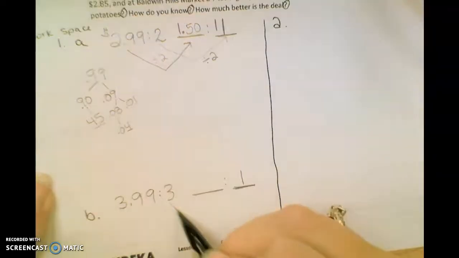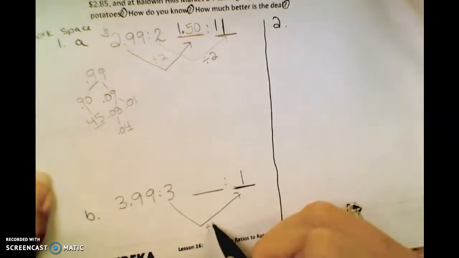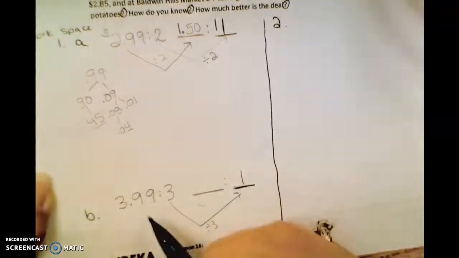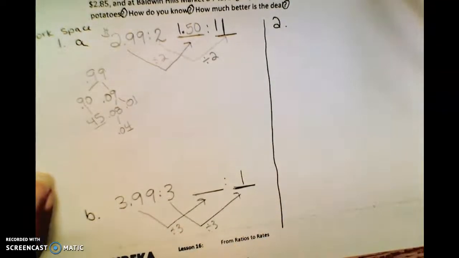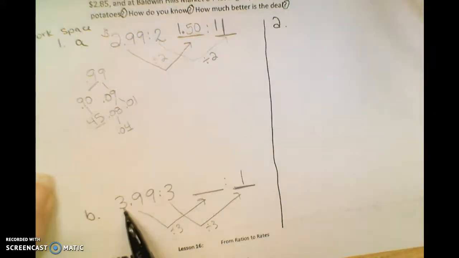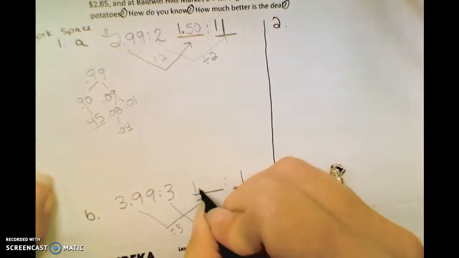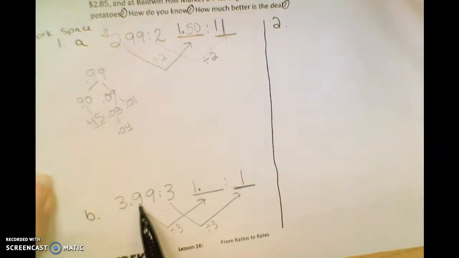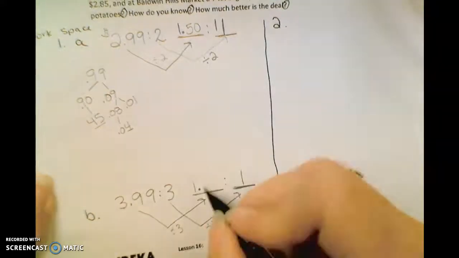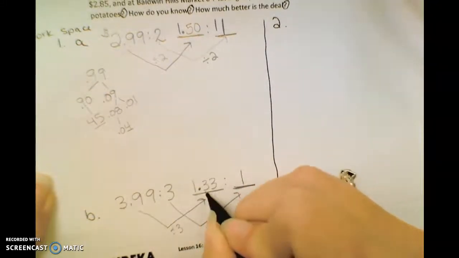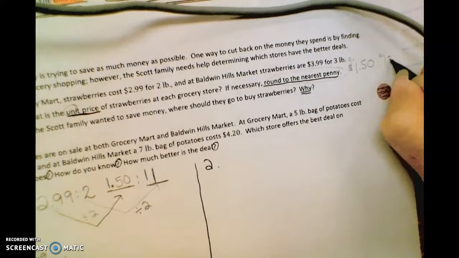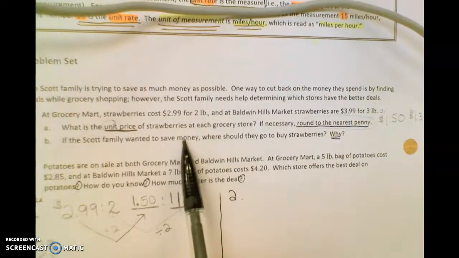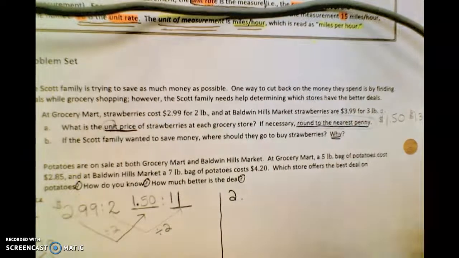If not, 3 divided by 3 gets me 1. So I know I need to do the same thing here and divide it by 3. Now this one looks like it's going to be easy to divide, because $3 divided by 3 would be $1. 99 or 9 would be 3. 99 would be 33. So I think this is $1.33 per pound. So the unit price would be $1.33.